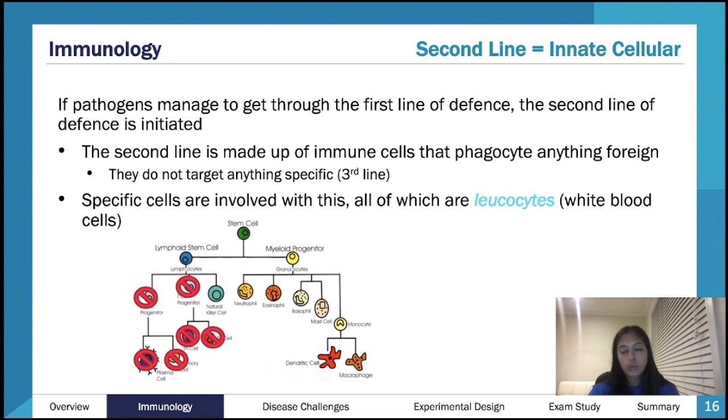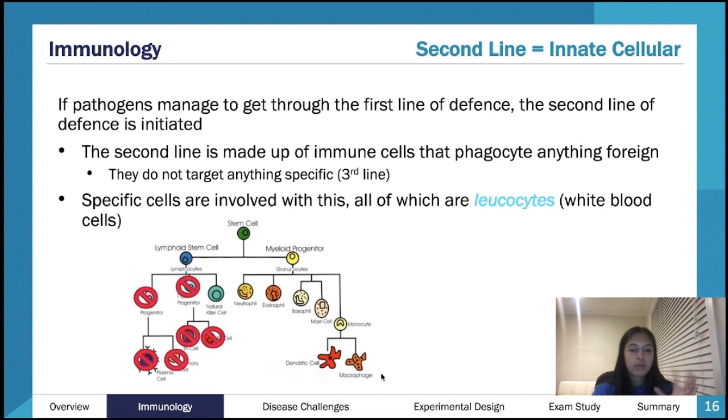So this is a nice little map of your leukocytes. The ones that are blocked out are part of the third line, so your adaptive immunity. We'll look at those a little bit later. But these are the really important cells for you to be aware of. Be aware, because I feel like sometimes I say it and it might not be captured as well. So this is a good diagram.